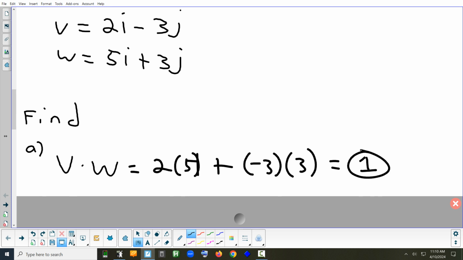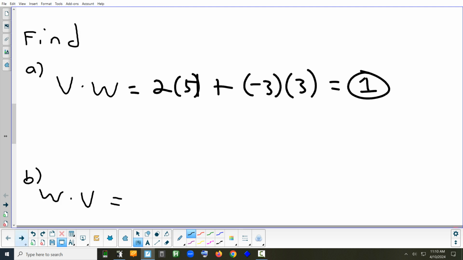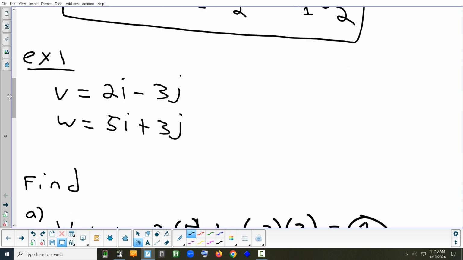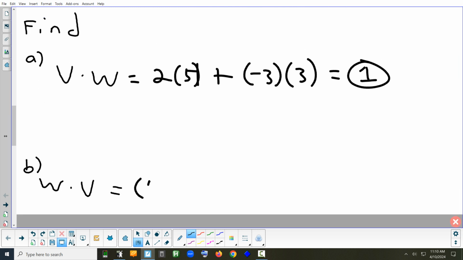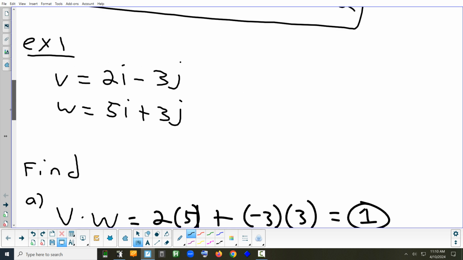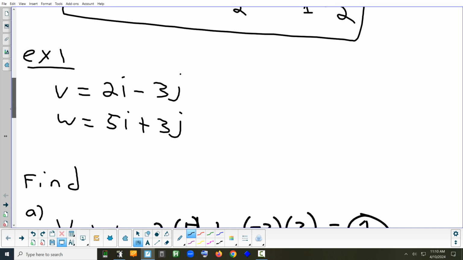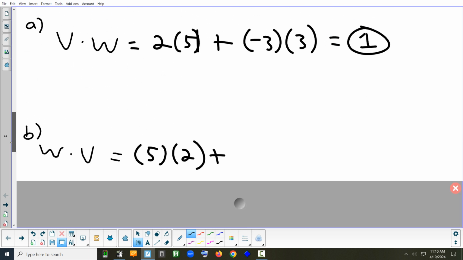Now what I want to look at is what if I do w dot v? I'm basically checking the commutative property. Can I switch the order and get the same thing? If I do w dot v in that order, what would be the first two things I multiply? 5 times 2. And what would be the next two? 3 times negative 3.